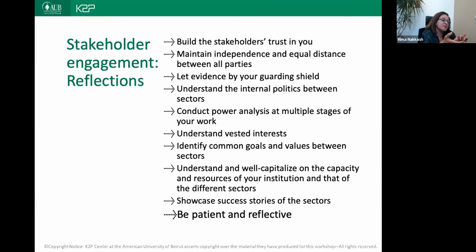A power analysis is a dynamic process. It needs to be conducted at the first stage, but it can also be updated continuously and conducted at multiple points in time of the advocacy campaign, because positions might be changing as the advocacy campaign unfolds. It is very important to understand what people's vested interests are in the topic.